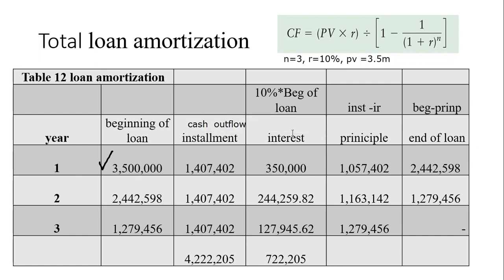How do we calculate the interest? I will take 10% of the loan at the beginning of the loan, which is 350. Then I need to find the principal. Of this installment, part of it goes to interest and the rest to the principal. If I pay 350, what is left? 1,057,402 is the principal. This is what I paid from the original amount. So what is left at the end of the loan? 2,442,000. This is the end balance that I have to pay.